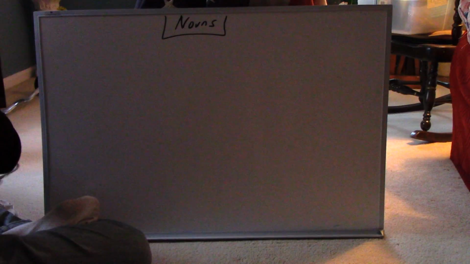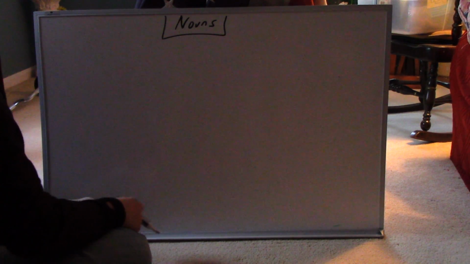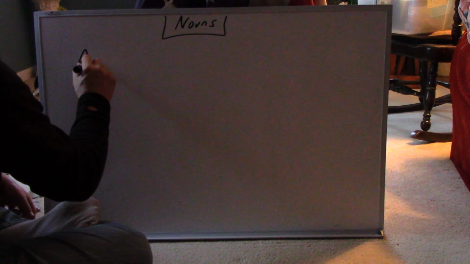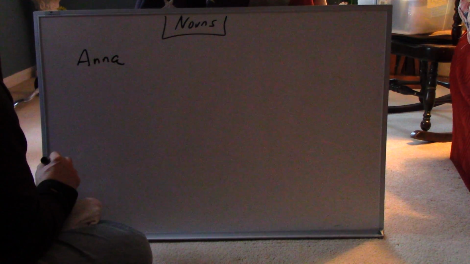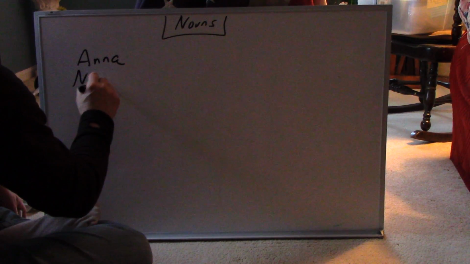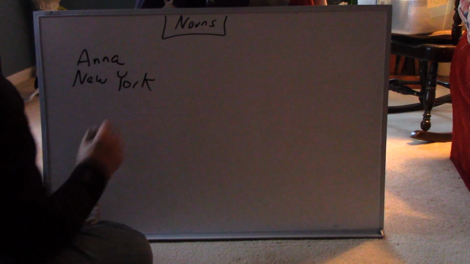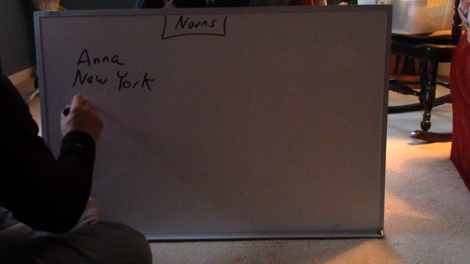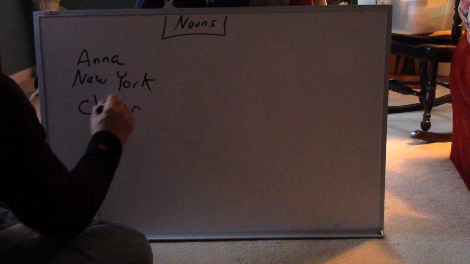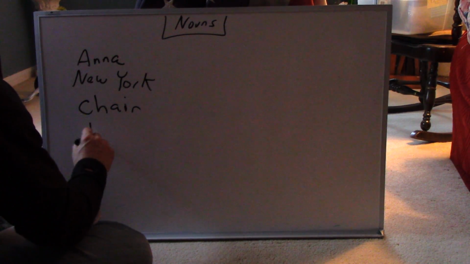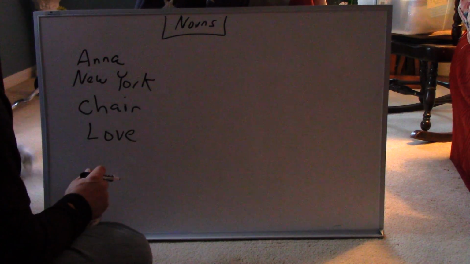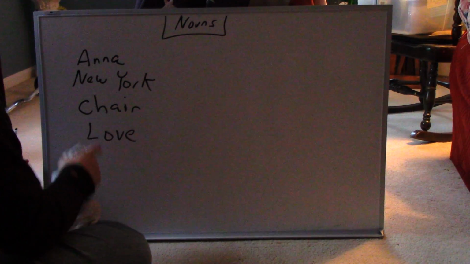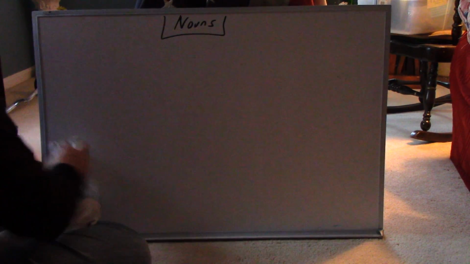So a noun can be a person, a place, a thing, or an idea. A person, Anna. A place, New York. A thing. What's a thing that I know? Chair. Or an idea. Love. Love is an idea, though some would argue it's not. Person, place, thing, idea. Now, let's talk about different kinds of nouns.